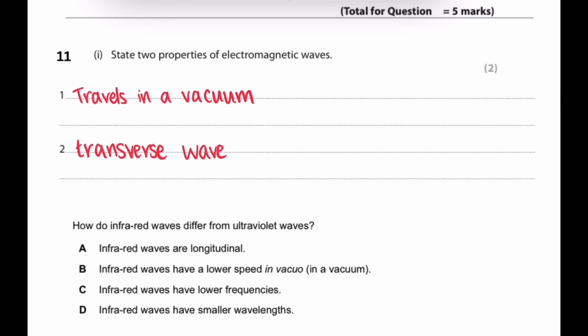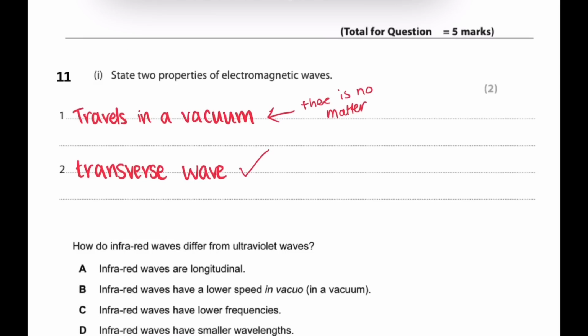Question 11. State 2 properties of electromagnetic waves. Well, the EM waves, remember, are transverse waves and they travel in a vacuum. So what exactly does a vacuum mean? It means that there is no matter. For example, sound waves have to travel in matter. They have to travel in a solid, in air. But electromagnetic waves travel where there is no air, where there is no matter.